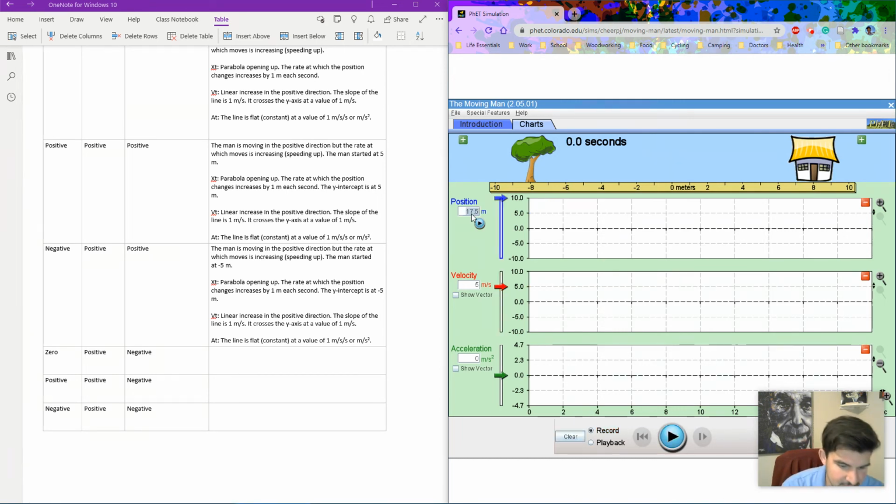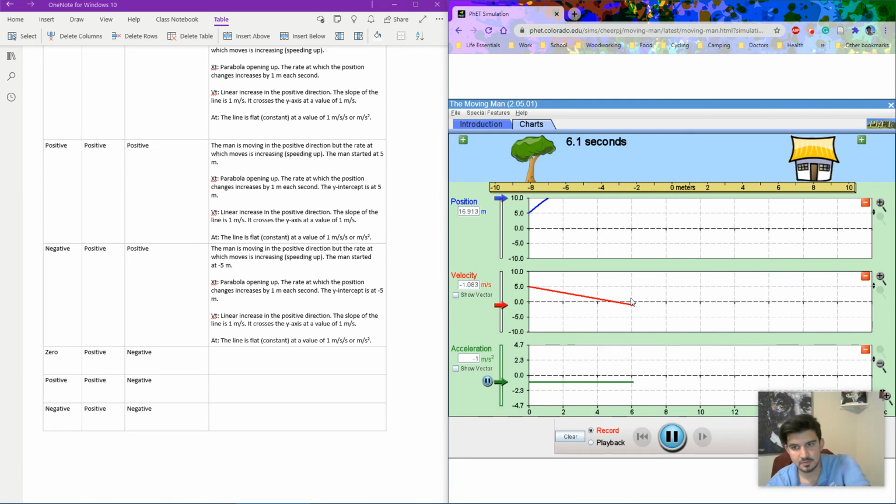One more time. Position of 5, velocity of 5, acceleration of -1. Okay. Positive position, positive velocity, negative acceleration. Here we go. Okay. Decrease in velocity. It's decreasing because it's getting closer to 0. He hits 0. So he's stopped.